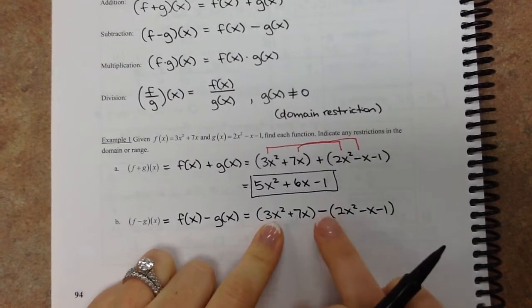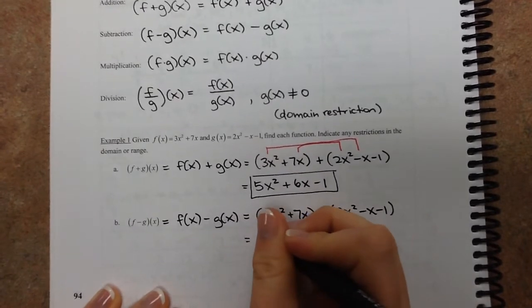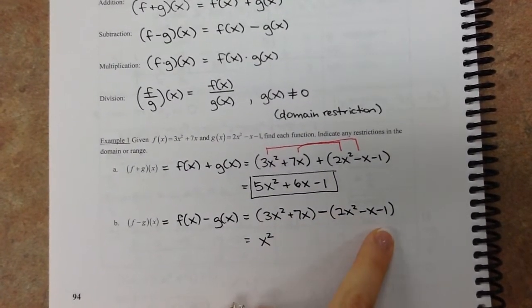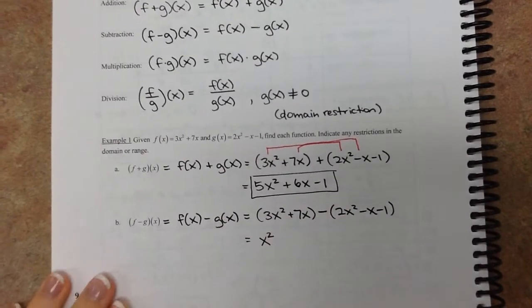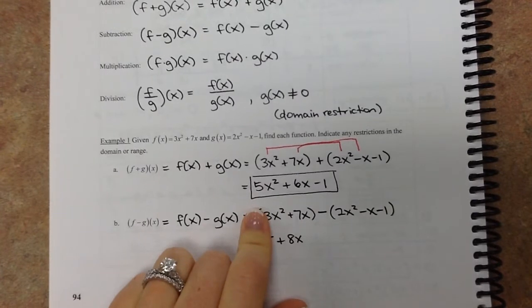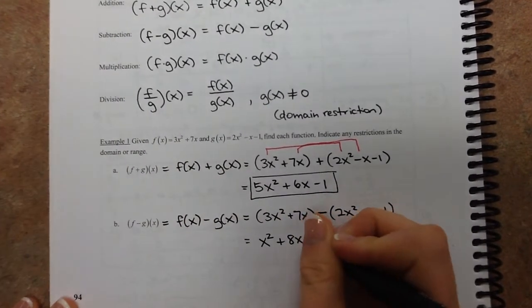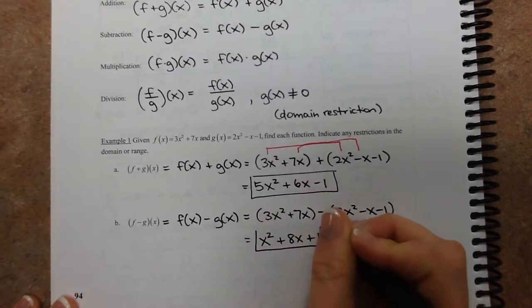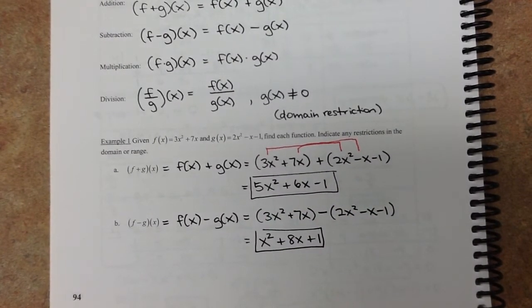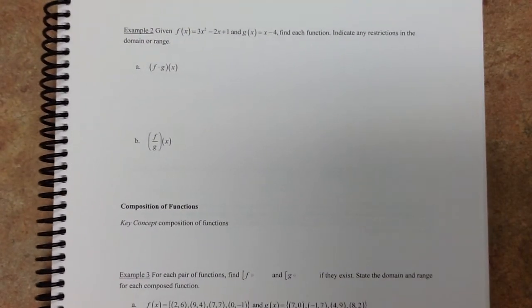So 3x squared minus 2x squared. That's going to leave you with just a single x squared. 7x minus negative x. So that's really like 7x plus x. So that would be an 8x. And then I technically have a 0 over here. 0 minus negative 1. So that's like plus 1. Okay, so that's what addition and subtraction looks like. Pretty straightforward. You're basically just combining like terms. Let's flip and look at the multiplication and division examples.